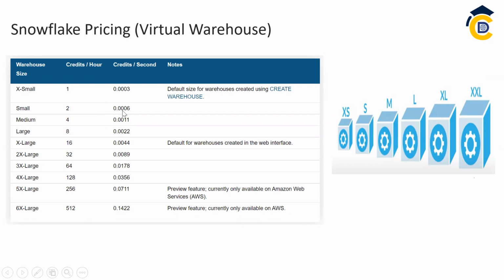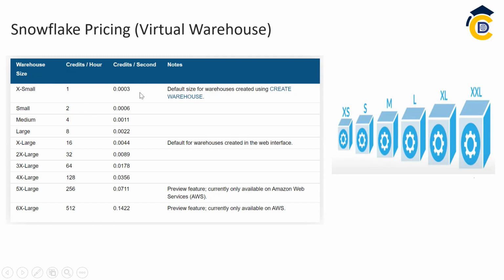It is charging you per second only, but on the billing, it will reflect after an hour, because it will not keep updating the billing like that. It will just keep it somewhere, and it will ultimately give you the complete billing at once on an hourly basis. That is why it gives you credits per hour and credits per second also.